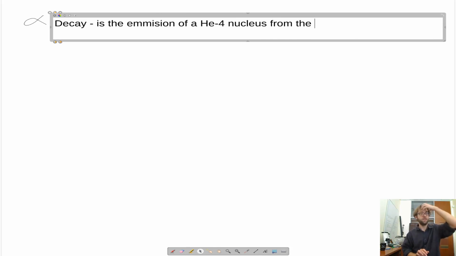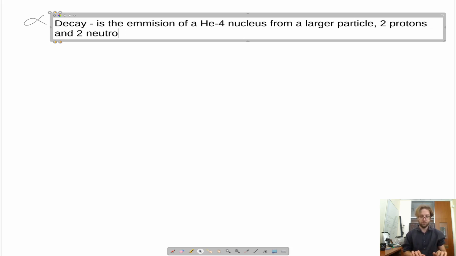from the nucleus, from a larger particle. So it's not a helium-4 atom, or it doesn't contain the orbital electrons, but it's just a particle made up of 2 protons and 2 neutrons. Okay, so that's what a helium-4 nucleus is.